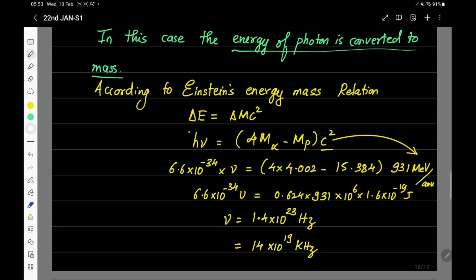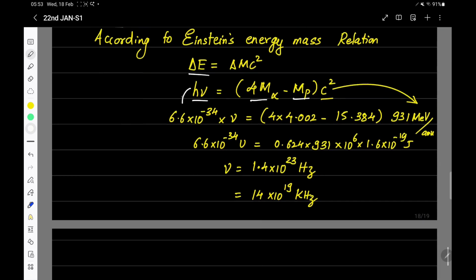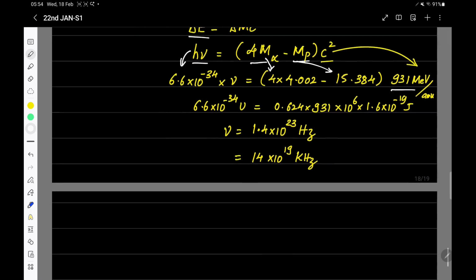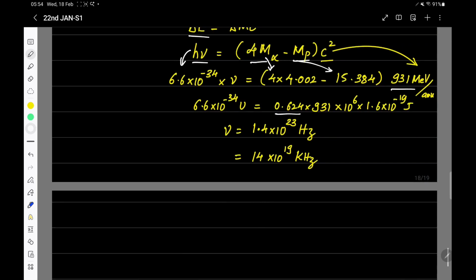So the energy lost in the process is the energy of the photon h nu, and the mass gained in the process is 4 times mass of alpha particle minus mass of the initial particle. Plugging in the values of h and the masses and putting the value of c² as 931 mega electron volt per AMU, we can get the mass defect or the change in mass is 0.624 AMU.